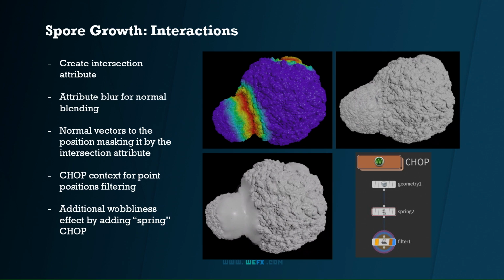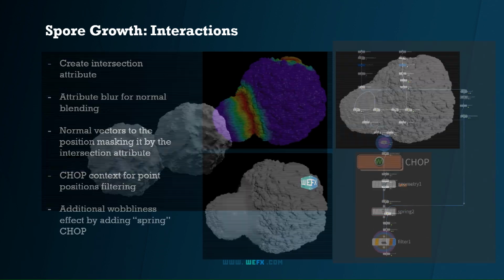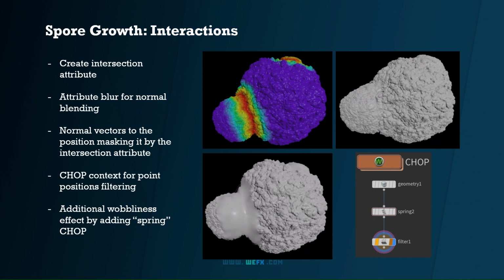Then in the top right screenshot, we can see the result of adding the normal vectors to the positions, and this is the result. And because we used the procedural method, we had a lot of different artifacts and point jitter. So we decided to use a chop network in Houdini to filter all the point positions, which produced pretty nice and organic results.